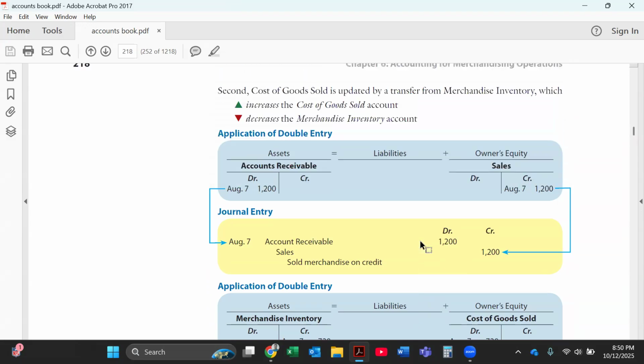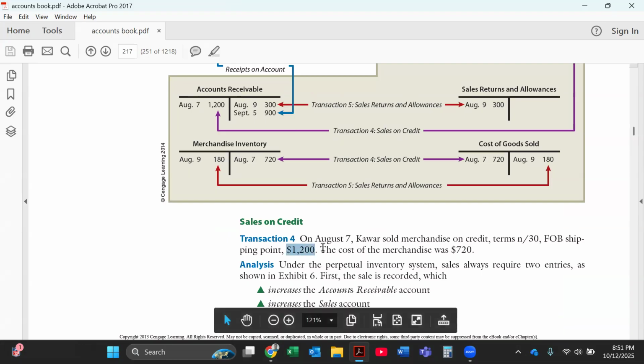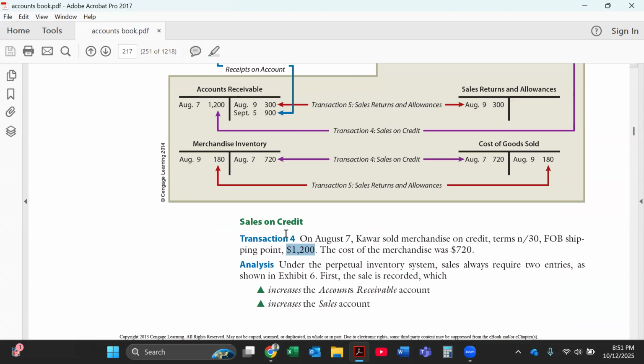A reminder that when we look at a question under inventory type transactions, especially for the perpetual method, you'll see that they tell you two numbers. One, the amount that you sold it for, which is the portion related to sales and accounts receivable or cash. And then they tell you the cost, which is the amount related to inventory and cost of goods sold. Again, the difference between the two is a profit.